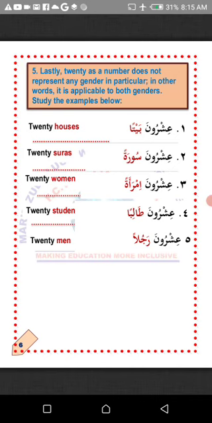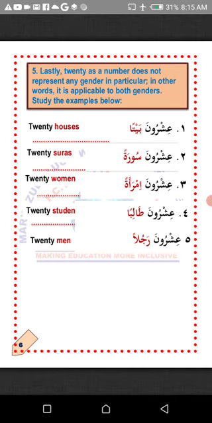I hope you understand. What is being counted after 20? Either 20, 30, 40, 50, 60. What is being counted after them does not have any grammatical effect on them. For instance, Ishiruna Baytan, 20 houses. Ishirun is Ishirun. So Baytan does not have any grammatical effect on Ishirun, like those we discussed just now. I hope you understand. MashaAllah.